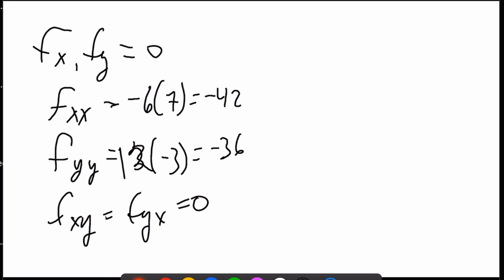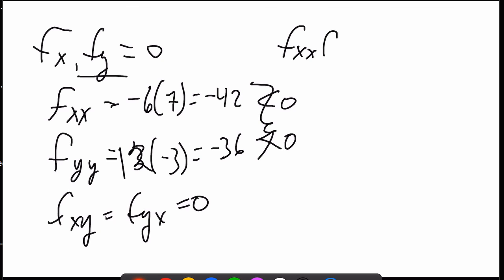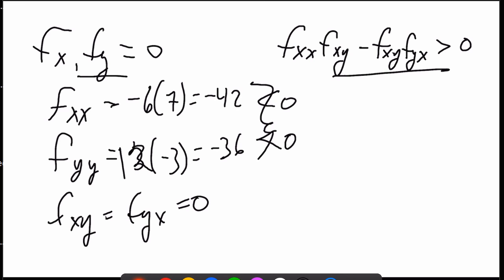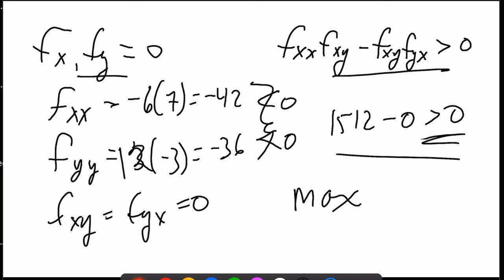So, what do I need to be true for this to be a max? Well, those guys are equal to 0. These guys are less than 0. And fxx fyy minus fxy fyx is greater than 0. And in this case, that's 1512 minus 0, which is certainly greater than 0. So this is a max. Those points, 7 and minus 3, is a max.